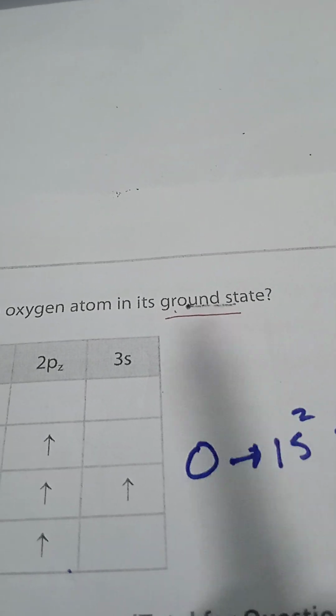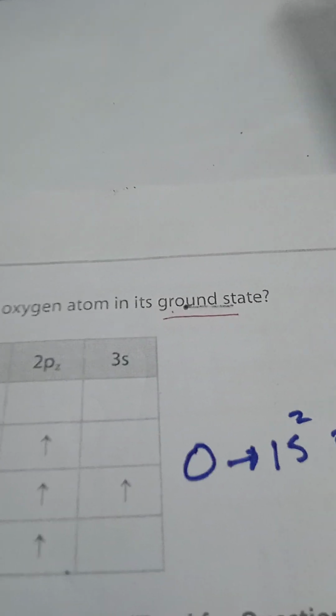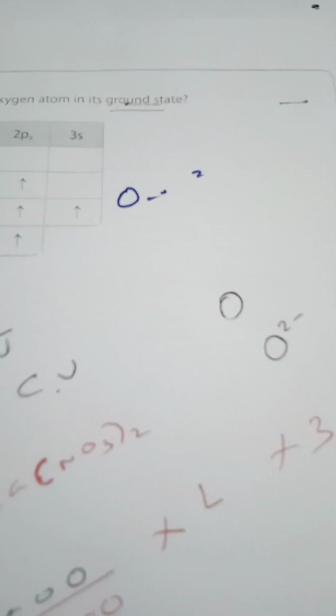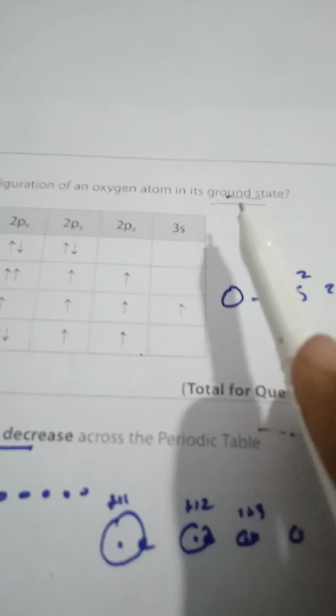What is the ground state? Ground state means oxygen's real state. There are two states. Ground state means O. Oxygen sometimes has an excited state. Excited state means O2 minus. If I write O2 minus, that is the excited state. So the ground state means the ordinary oxygen.